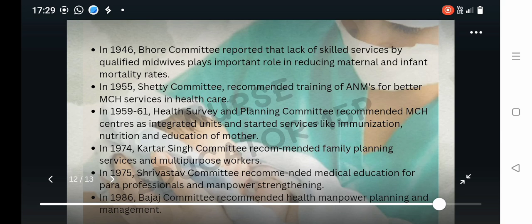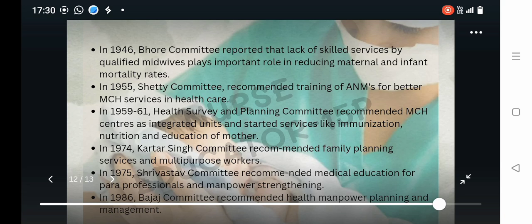In the year 1974, the Kartar Singh Committee recommended family planning services and multi-purpose workers. Family planning services and multi-purpose health workers were started from the year 1974. In 1975, the Srivastava Committee recommended medical education for paraprofessionals and manpower strengthening. Manpower is very important in the health sector.